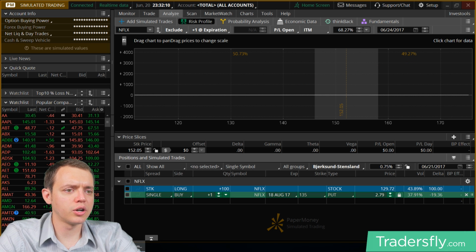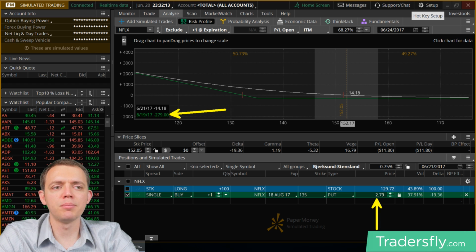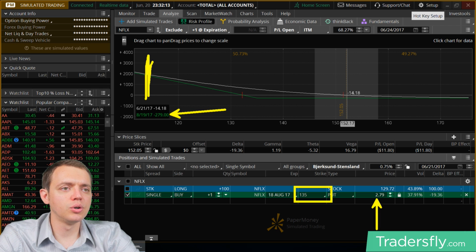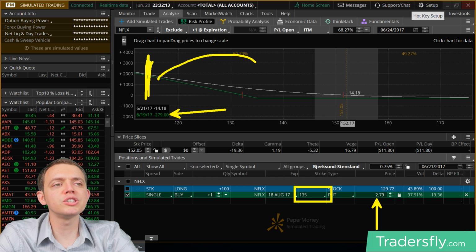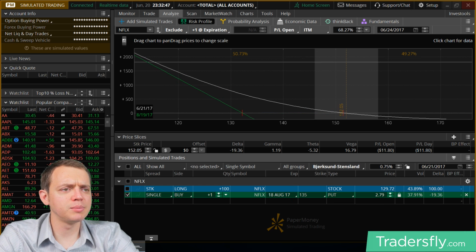Okay, so let's take a look here. This protection will cost me $279. You can see that: $2.79 times 100 is $279. So I'm spending $279 to protect my profits, which puts me at the $135 level. So if this gets to, let's say, 110 or 0 or $5, I can put that stock to someone at that $135 level. That's what the put allows me to do.